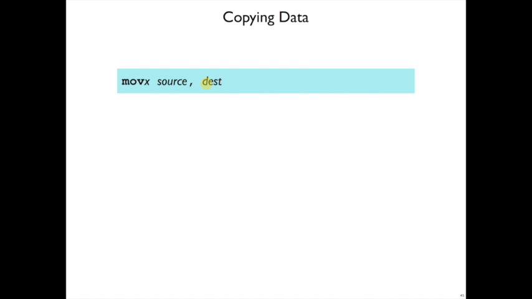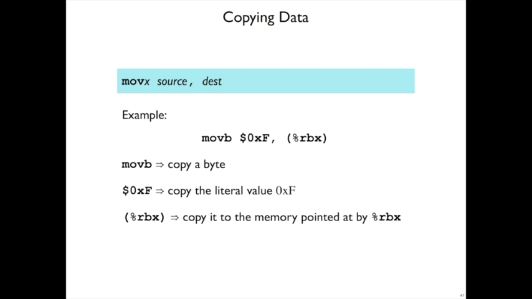There's a set that work, and fortunately in this class we're mostly not writing them, we're just reading them, so we're not concerned with what's possible, just what we can read. For example, if I have movb $0xF, (%rbx), the movb says we're going to copy something, and we're copying a byte specifically because of the B at the end. The $0xF means we're copying literally the value hex F, or 15.